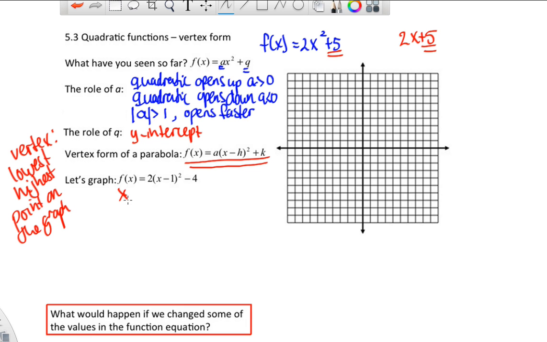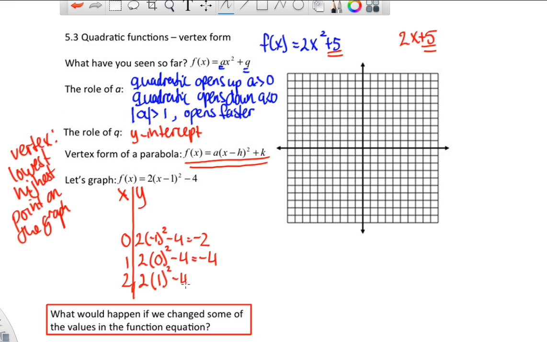So I'm just going to graph this thing, and then we'll see where we are. So it's a parabola, so I need more than 2 points. Let's start with 0 and see what happens. We get 2 times negative 1 squared minus 4. So that's 1, 2 times 1 is 2, 2 minus 4 is negative 2. And let's see what happens at 1. 2 times 1 minus 1 is 0, and 0 squared is 0, so that's negative 4. And at 2, I get 2 times 2 minus 1 is 1, and 1 squared is 1 again, and 2 minus 4 is negative 2. So notice I get the same value here.